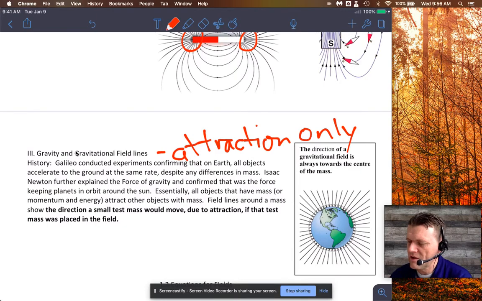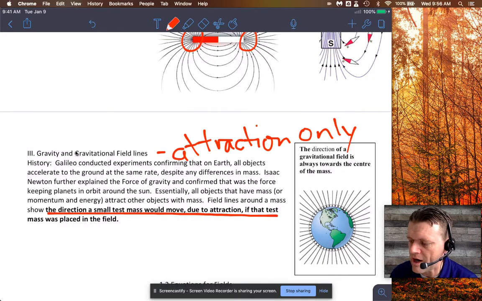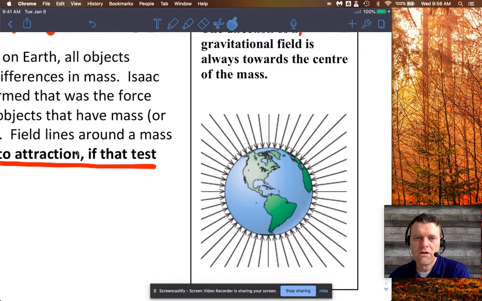We define the direction of a gravitational field as the direction a small test mass would move due to attraction if that test mass was placed in the field. And so the picture here of the Earth shows those field lines. I know it's a bit small, but they're all pointing towards the center of the Earth. So shortly we will learn formulas for electric and gravitational fields that you will need to use in your calculations.